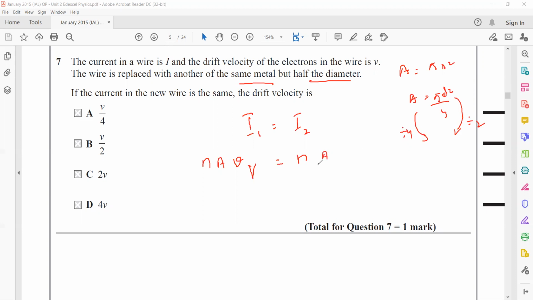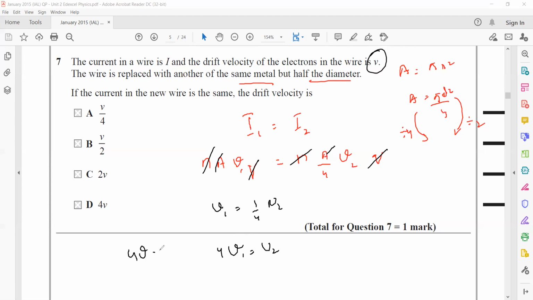So if the diameter is divided by 2, the area will be divided by 4. So the area will become A/4, the drift velocity in medium 2 is, say, v2, and the charge is q. So q will cancel with q, n will cancel with n, A will cancel with A. We are left with v1 = (1/4) v2, or 4v1 = v2. And v1, the initial speed, was v, so we can say 4v is the speed in medium 2. That's why D is the right answer.